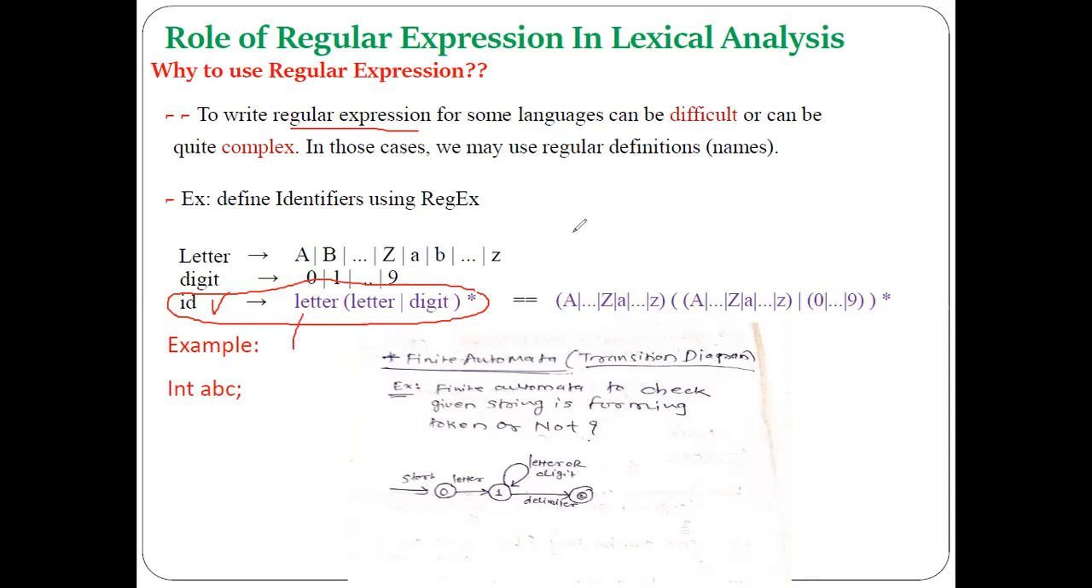Identifier is a token. Now, in order to describe the token, we are utilizing the regular expression. So what is the need of the regular expression in lexical analysis? The need is to describe the tokens, or to describe the pattern for tokens.